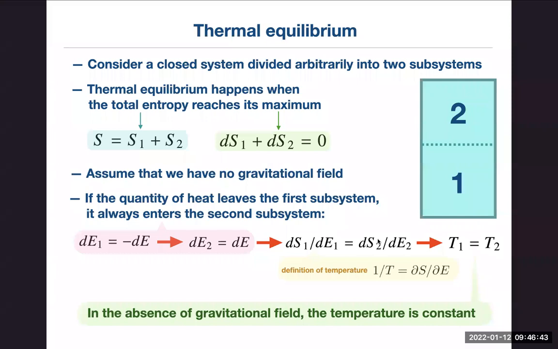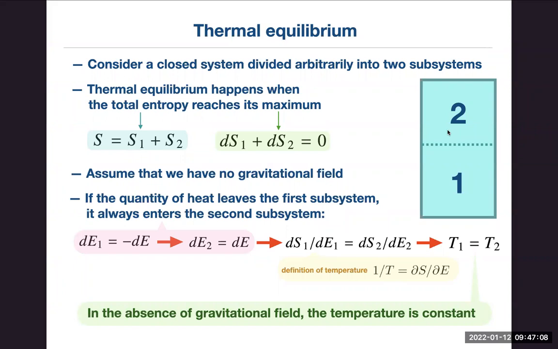So the derivative of entropy with respect to energy, which comes from this system to that system, are the same because they're in thermal equilibrium. And it means that temperatures must also be the same in this part and that part, because the derivative of entropy over energy is just the definition of inverse temperature. So inverse temperatures in this system must be the same.